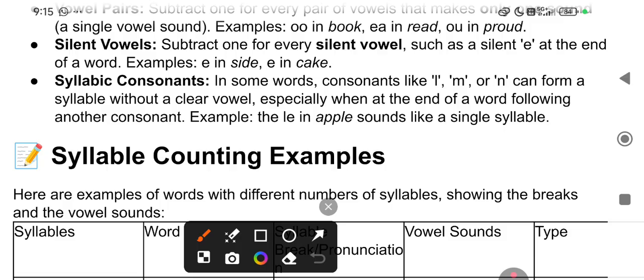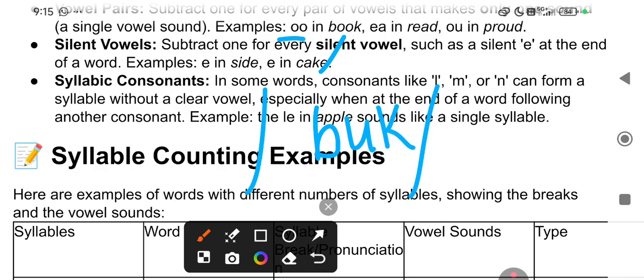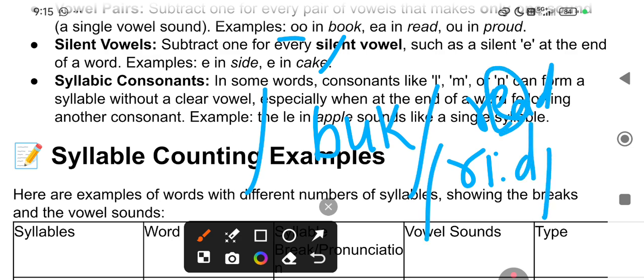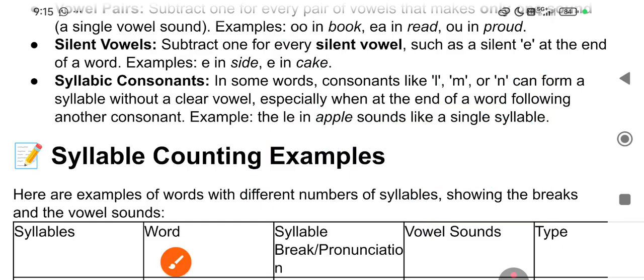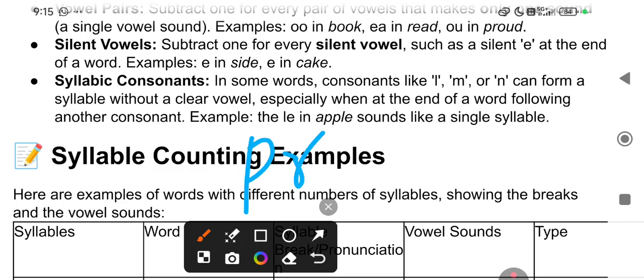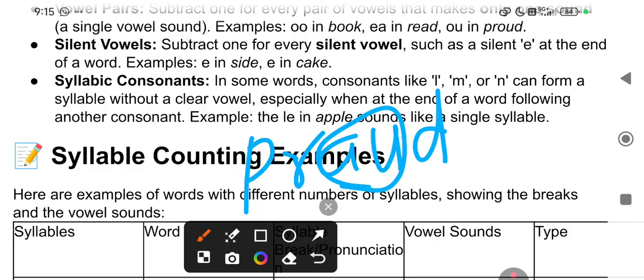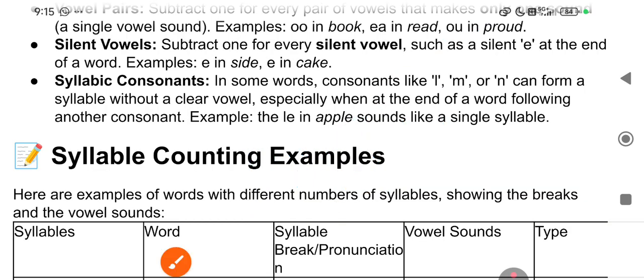Example, book, right? So count one, because when we write book, the sound is book. Then read, so the sound is read. So though there are two vowels, it sounds like one only, right? Another example is proud. So in proud there are two vowels, but it will be counted as one.